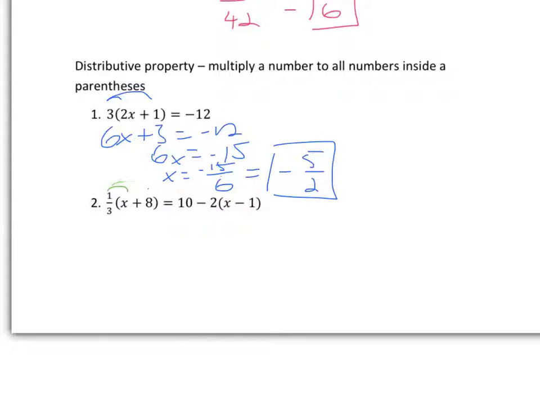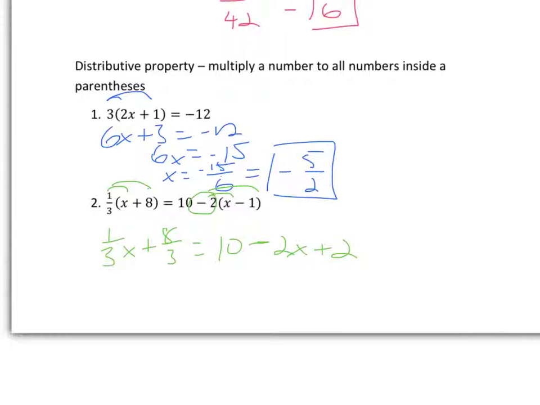you have two distributing things going on here. One thing to notice is you want to distribute the whole negative 2, because you've got a negative in front of the 2. You want to distribute the whole negative 2, not just the 2. We'll start with this one. We've got 1/3 x plus 8/3 equals 10 minus 2x plus 2, because it's negative 2 times negative 1.